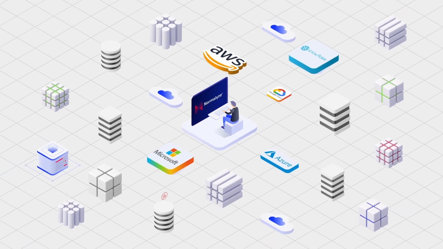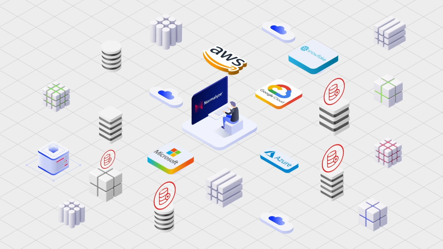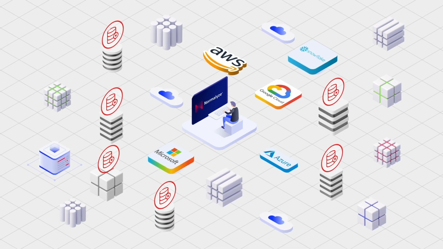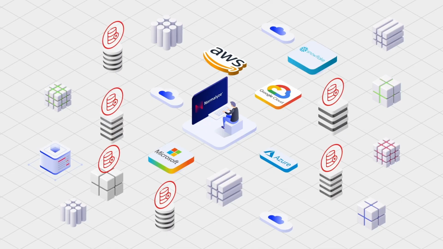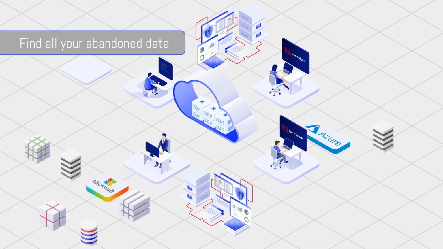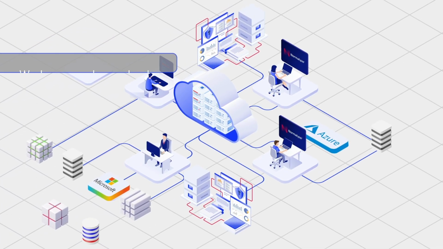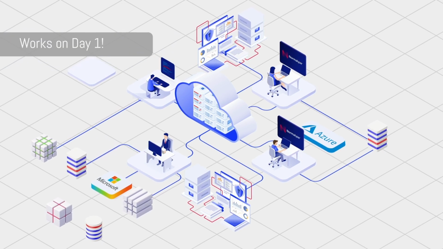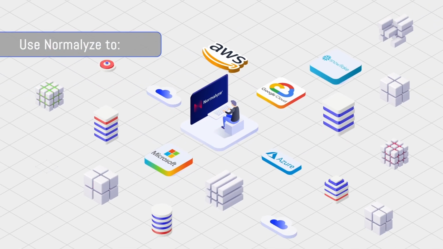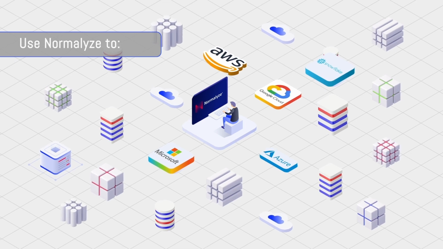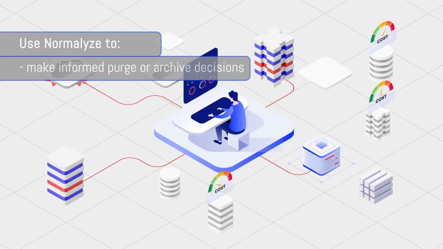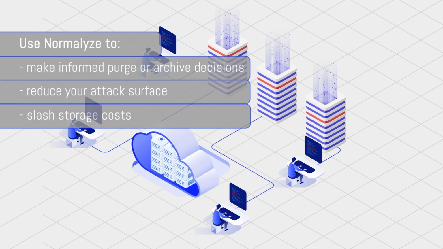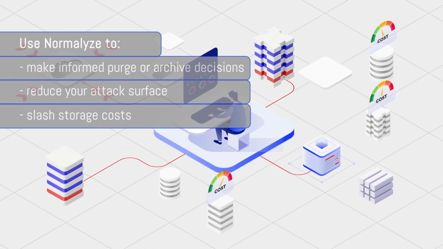Starting day two, because Normalyze continuously flags new abandoned backups across your environment, you'll never waste your budget on those backups ever again. Normalyze's comprehensive discovery capabilities help you find all your abandoned data on-prem and in the cloud on the very day you deploy Normalyze. Use Normalyze to find and eliminate abandoned data so you can reduce your overall attack surface. Purge or archive data based on compliance requirements. Reduce unnecessary storage costs.